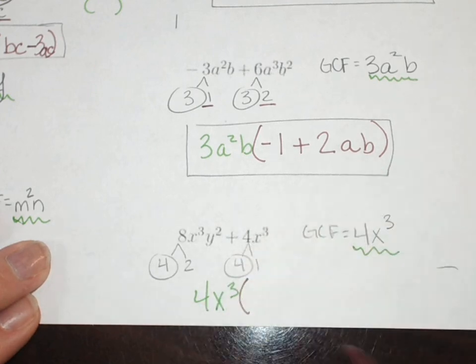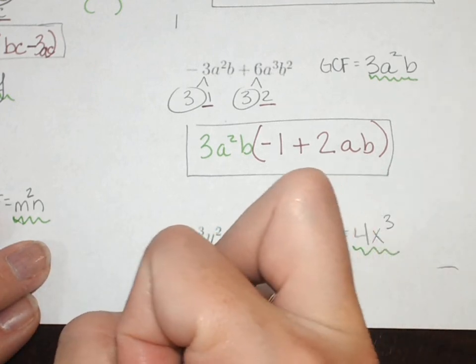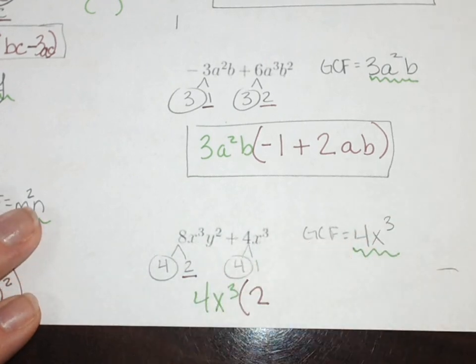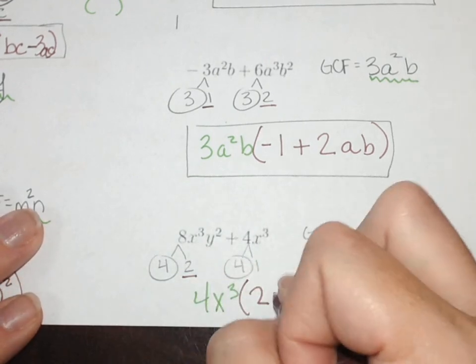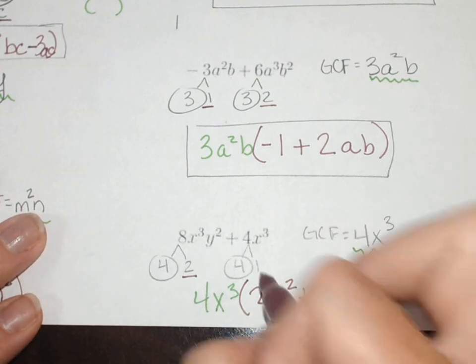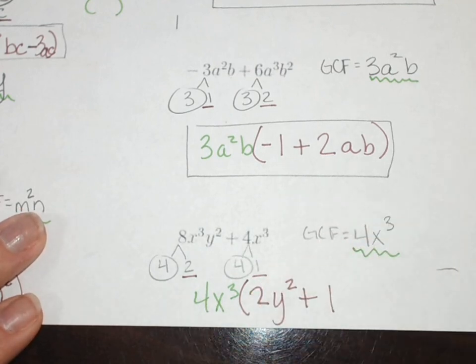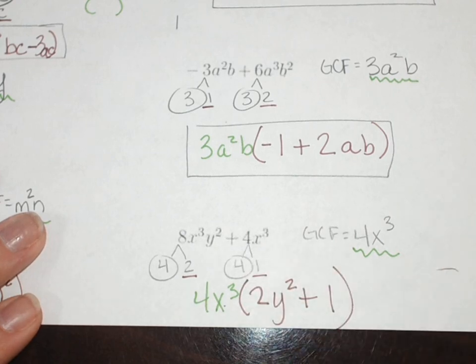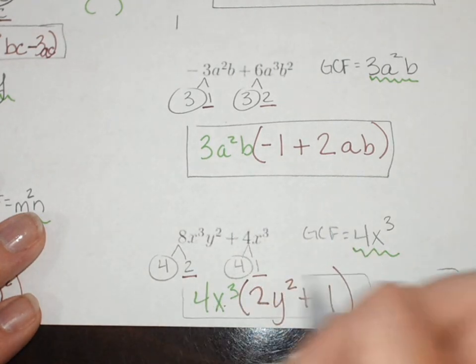Now, if I factor 4x cubed out, what am I left with? Well, 8 divided by 4 is 2. And x cubed, well, x's are gone. But I still have those y's, so I've got the y squared tagging along. Plus, now if I take the 1 and the x cubed and x cubed, it's just going to be a 1 placeholder. And you are finished. Greatest common factor.